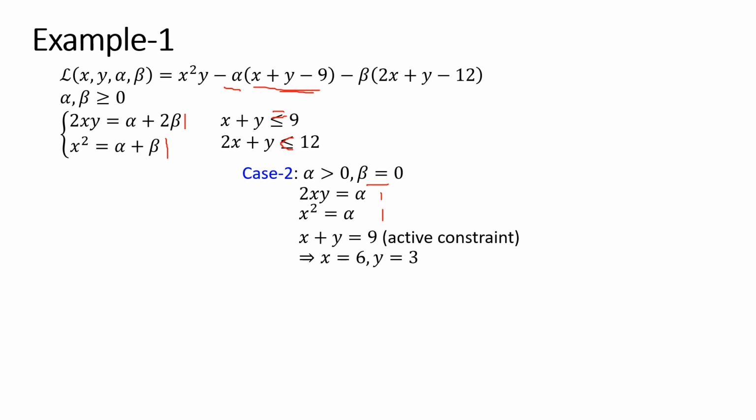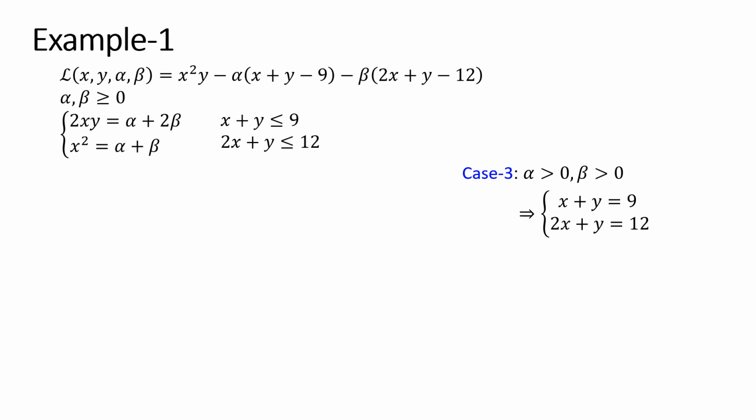Now we need to check if this is feasible. Twice x plus y in our case becomes 15, and that violates this constraint. Twice x plus y should be less than or equal to 12. So this case is infeasible. We discard it.